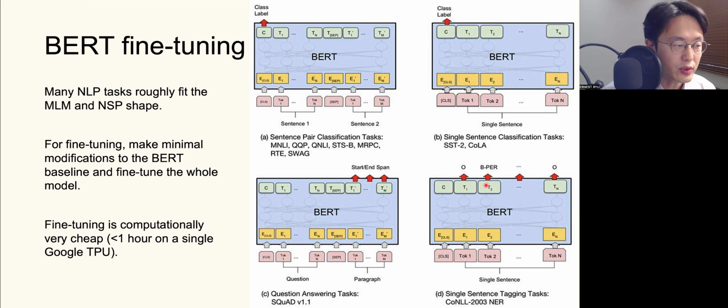For fine-tuning, you just make minimal modifications to the BERT baseline model, and you fine-tune the entire model. So the fine-tuning is computationally pretty cheap. The self-supervised pre-training is computationally heavy, but when you take the pre-trained model and fine-tune it on the downstream tasks, then each fine-tuning, as the authors report, took less than 1 hour on a single Google TPU.